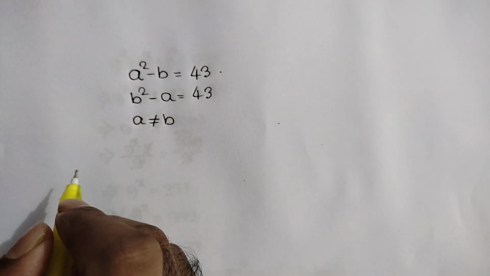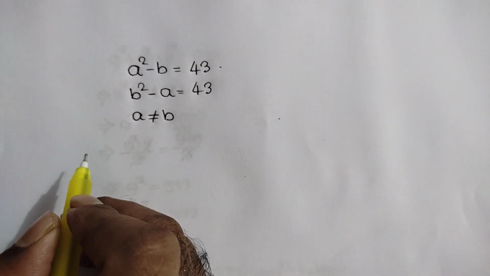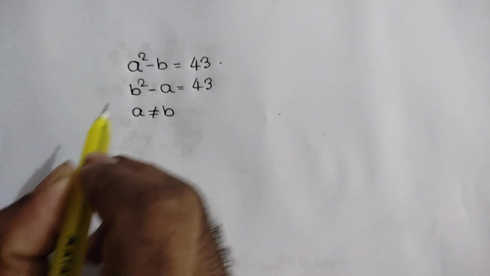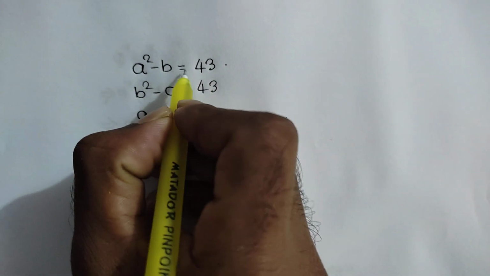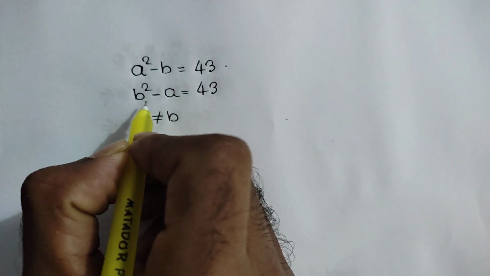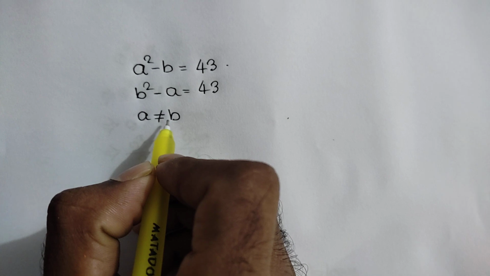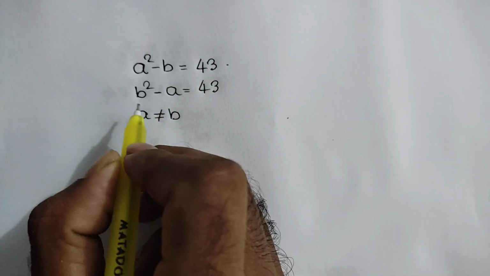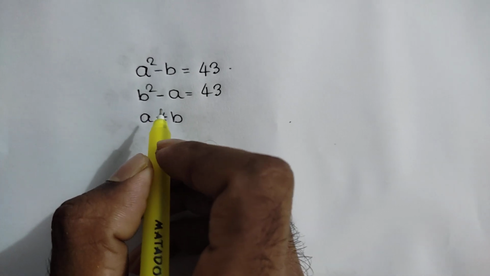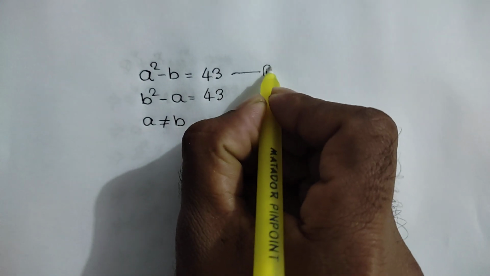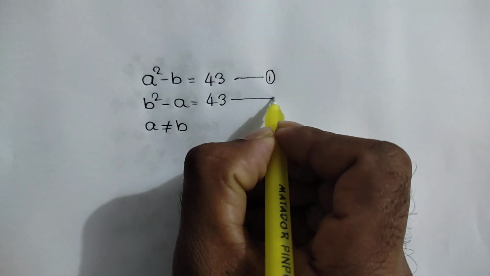Hi everyone, in this video I am going to show how to find the value of a and b when a square minus b is equal to 43, b square minus a is equal to 43 and a not equal to b, where let's call it equation number 1 and it is equation number 2.